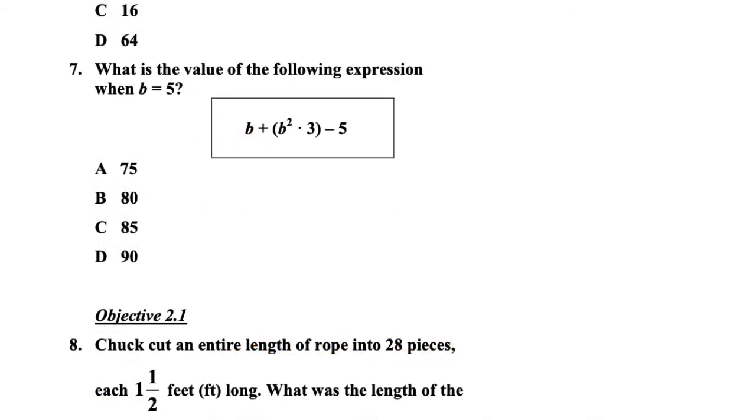What is the value of the following expression when b equals 5? So once again, all we're going to do is substitute the number 5 in wherever we see b. So this is going to be 5 plus 5 squared times 3 minus 5.